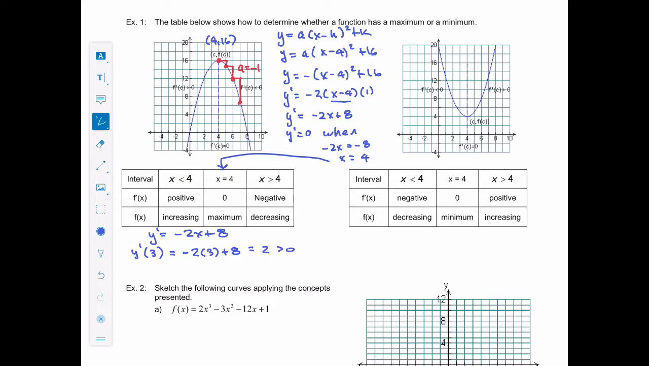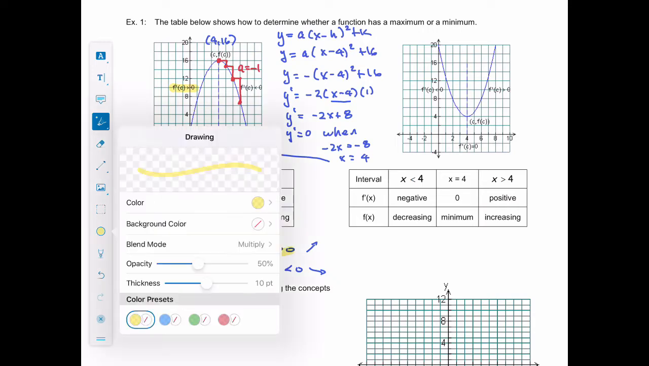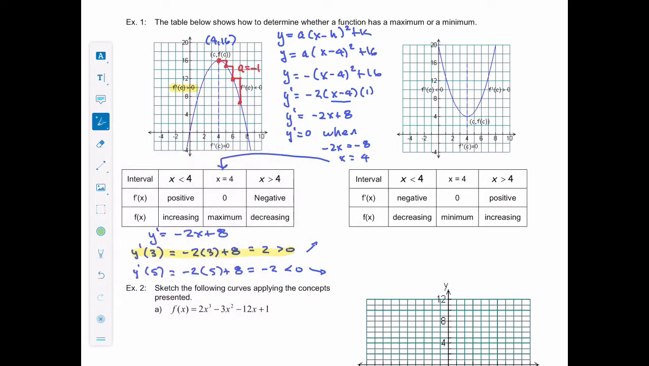So that means that it's going to be increasing. All right? And if I do y prime of a value slightly greater than 4, I'm going to put 5. I get negative 2 times 5 plus 8, which is equal to negative 2, which is less than 0, so it means it's decreasing, which matches what we have on the chart. So we have f prime of x greater than 0, so it's going to be increasing, and f prime of x less than 0, it's going to be decreasing. All right, let me color code that for you. The first one is going to be increasing. The second one is going to be decreasing.